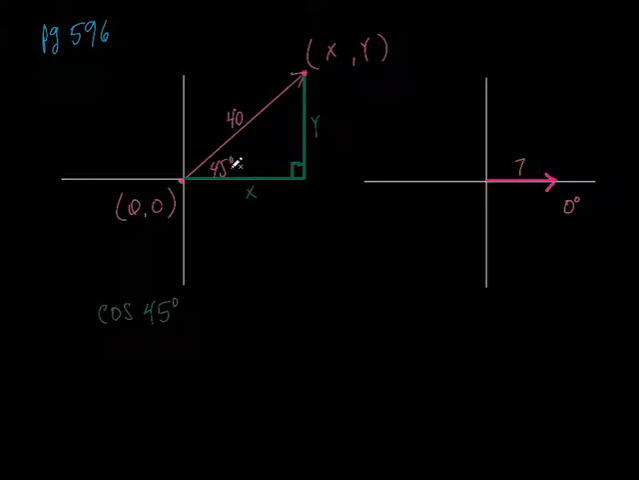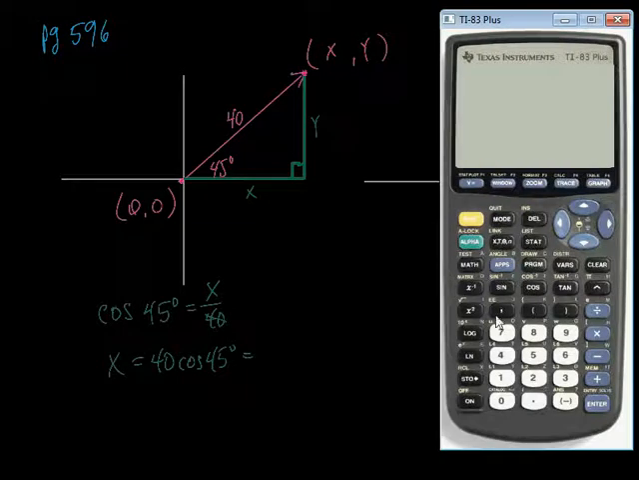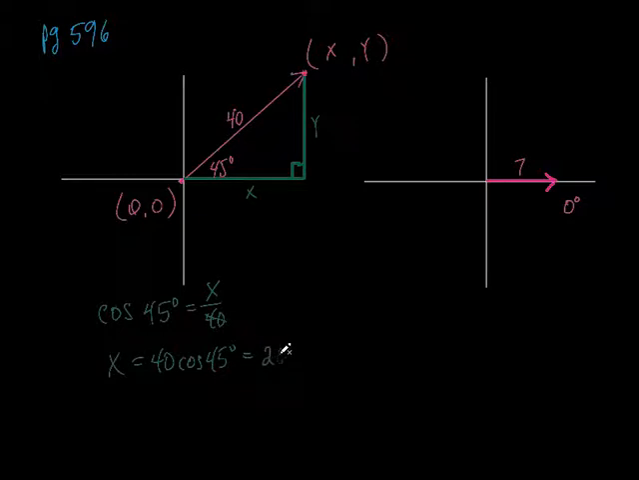So watch, the cosine of 45 is equal to the adjacent over the hypotenuse. So it's x over 40. Let's solve for x. Multiply both sides by 40. So x equals 40 times the cosine of 45 degrees. Plug into a calculator real quick. It's 40 cosine of 45, and that's about 28.3. We'll just keep it like that.